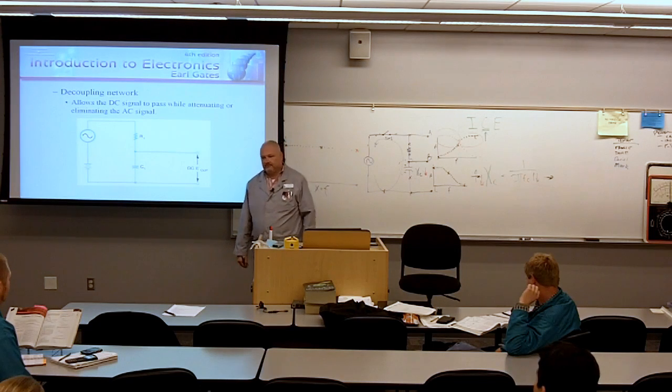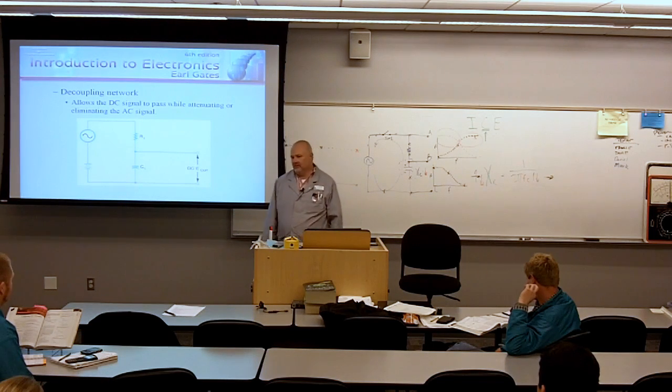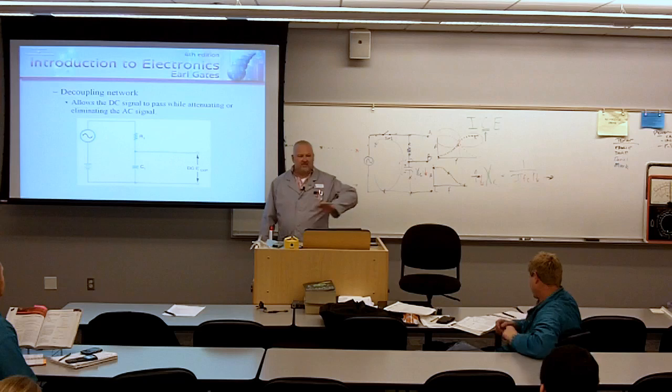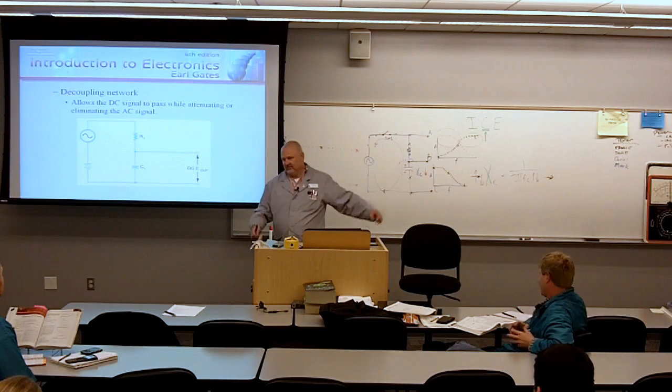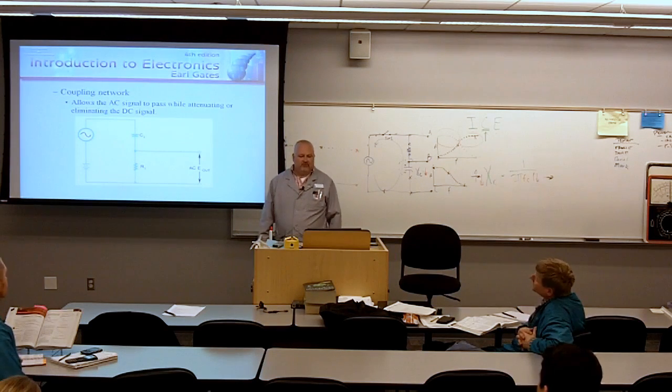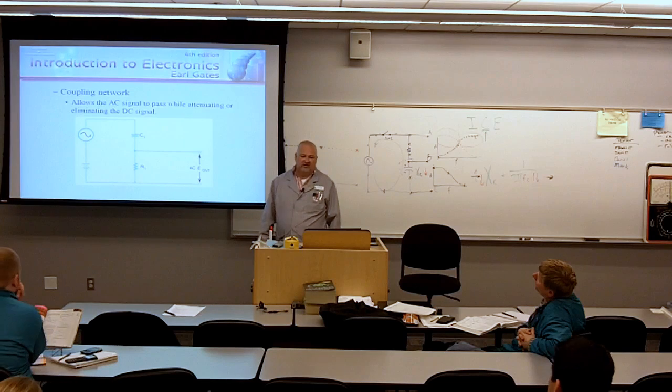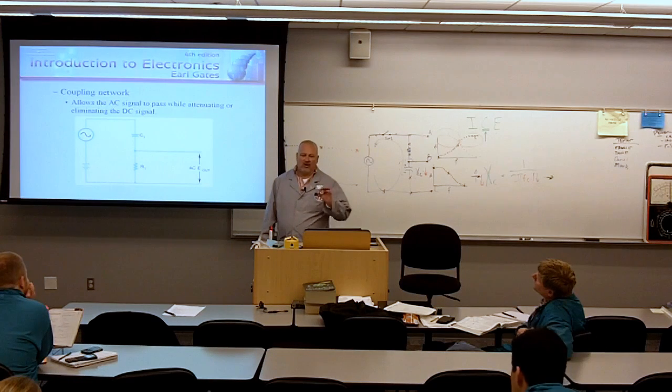Why do you even need AC in there though? AC is going to be the signal. There might be something further down the stream here. This is just a simplified illustration of it. We're going to let the AC pass, but we're going to block that DC. This is a coupling network. This allows the AC signal to pass while attenuating or eliminating the DC signal.